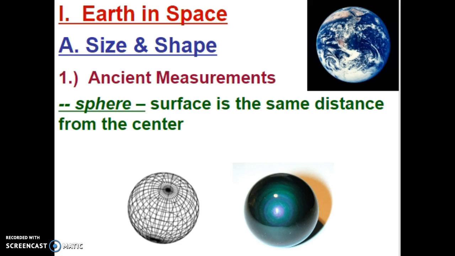The Earth's shape is what we call an oblate spheroid. It is roughly spherical. We have mountains, we have valleys, we have trenches, we have plains, but all in all, the Earth is roughly a sphere, which means that all points on the surface of the sphere are the same distance to the center.